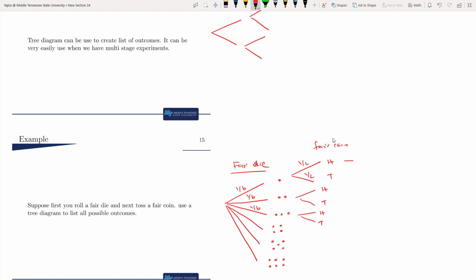Now the way you calculate probability is you multiply probabilities across branches. For example, if I want to calculate the probability of head and 1, that's going to be 1/2 times 1/6. In the same way, if you want to calculate the probability of tail and 1, that's going to be 1/2 times 1/6. So that's how you use the tree diagram.